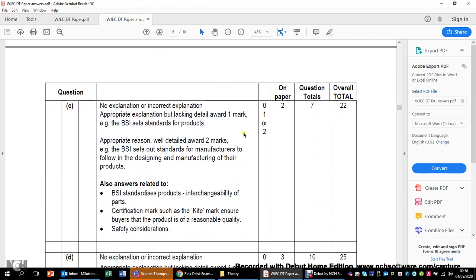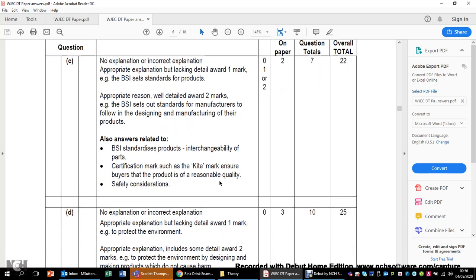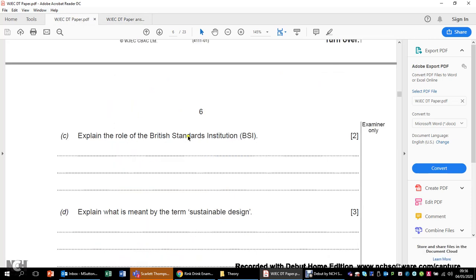Again, it's a 2-pointer, so they want that double award. They want you to justify it. The BSI sets standards for manufacturers to follow in the designing and manufacturing of their products. I'd say to make them safe. So, interchangeability of parts, certification marks such as the kite mark ensure buyers that the product is of reasonable quality, and safety considerations as well. So all of those go in to give that customer satisfaction.